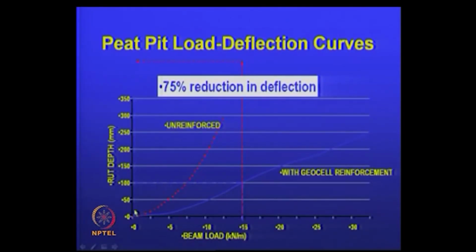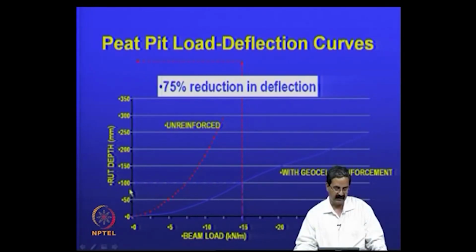Like in the case of an unreinforced soil, this is the load versus displacement of the depth, whereas in the case of the reinforced material with the geocell, you can see that there is a very big difference. For example, if you just extend it to 15 kilonewton per meter, the rut depth could go up to about 350, whereas in the other case it could be just 100. So, there is a good settlement reduction, and even at any given rut depth, the bearing pressure improvement is quite significant.